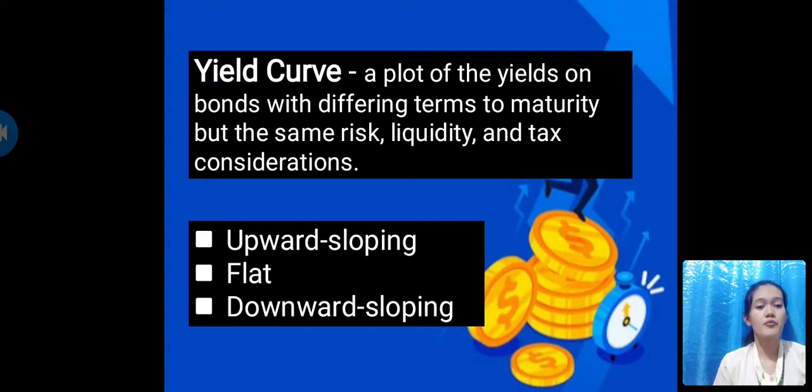When you say upward sloping, when the yield curve slopes upward, which is the most usual case, the long-term interest rates are above the short-term interest rates. When you say flat, the short and long-term interest rates are the same. And when you say downward sloping, it is the opposite of the upward sloping, in which the long-term interest rates are below the short-term interest rates.